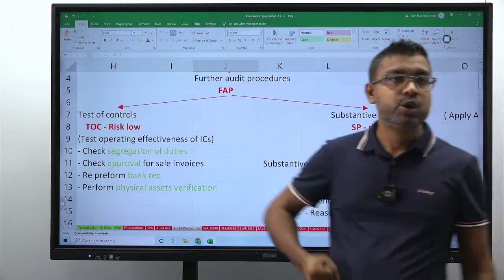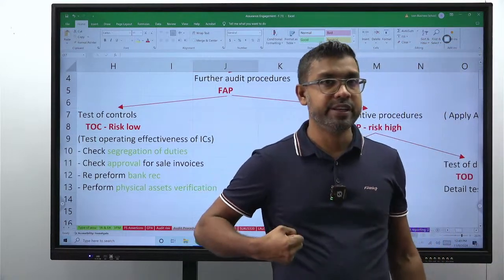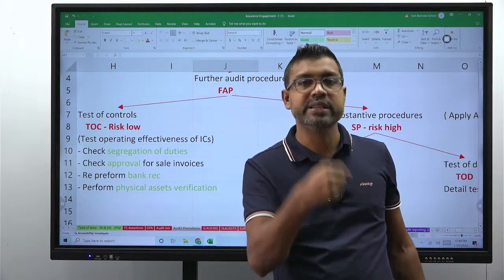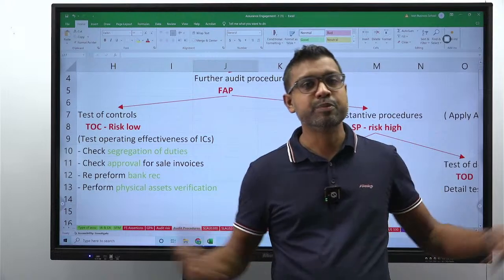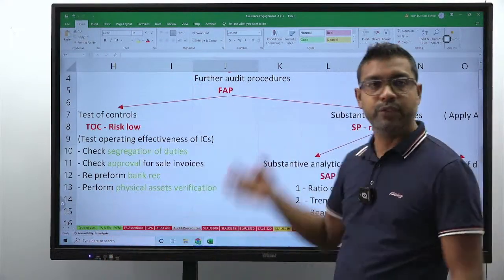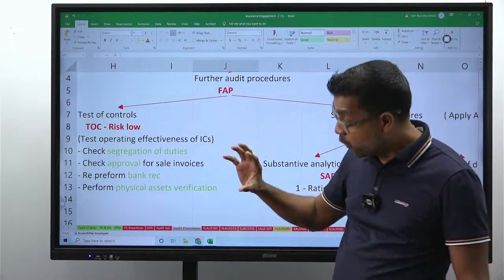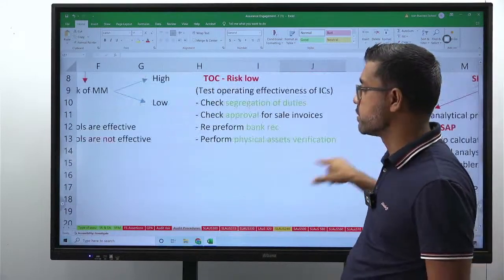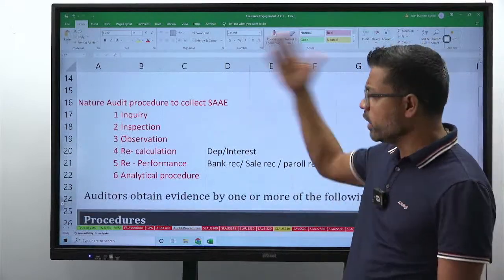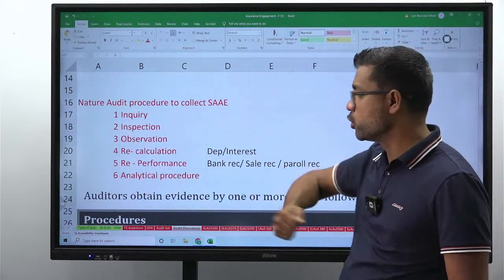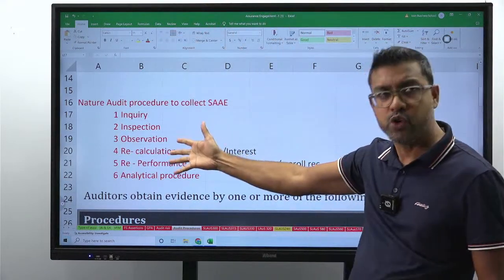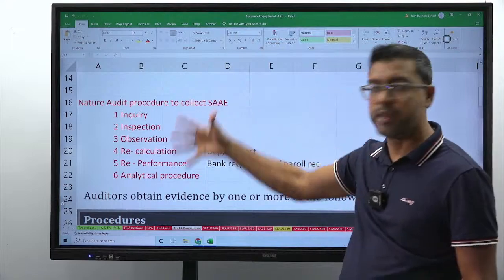But to collect sufficient appropriate audit evidence by applying audit procedures, always remember the outcome of an audit procedure is what? Audit evidence. With audit procedures, basically you do something. It can be a risk assessment procedure or a further audit procedure. What do you do? You do inquiries, inspection, observation, recalculation, reperformance, and analytical procedures. These are the real nature of audit procedures.